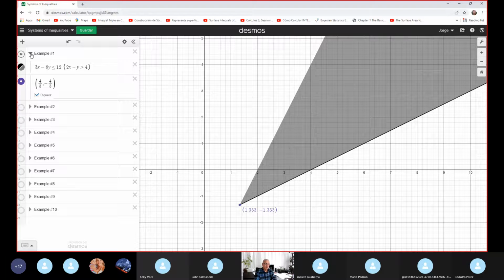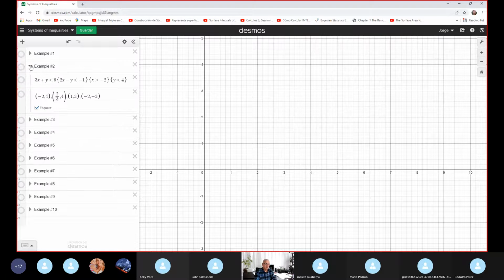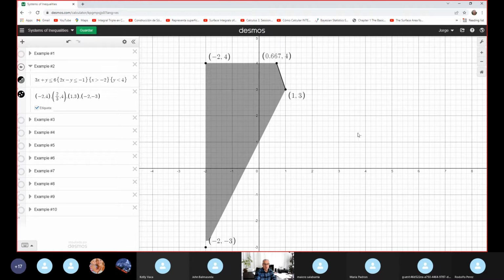Okay, example 2 is, look, 1, 2, 3, and 4. I copy, look at the way, this is the most important thing I want you to see. One inequality, the second inequality inside the curly bracket, the third one inside the curly bracket, and the last one inside the curly bracket. And I give you the point, an arbitrary point, to understand the boundary behavior. Boom, look at that. Wow.